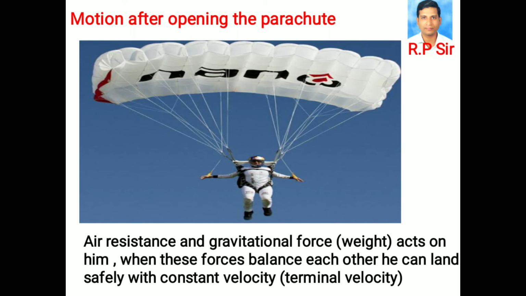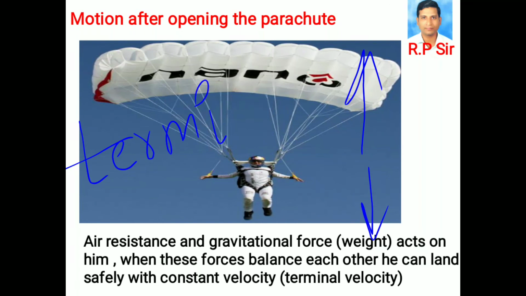Motion after opening the parachute. There are two forces acting on him: air resistance acts in the upward direction and gravitational force acts in the downward direction. When these two forces balance each other, he can land safely with constant velocity called terminal velocity.